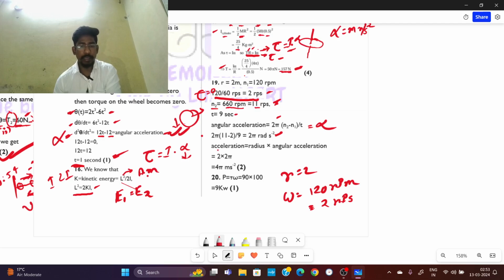Now, as we know, linear acceleration is the product of the radius and the angular acceleration. That means a equals alpha r. The value of alpha was 2 pi and the radius was 2, so we get the acceleration equal to 4 pi meter per second square. That means option 2 is correct: angular acceleration alpha is 2 pi and the linear acceleration is 4 pi.